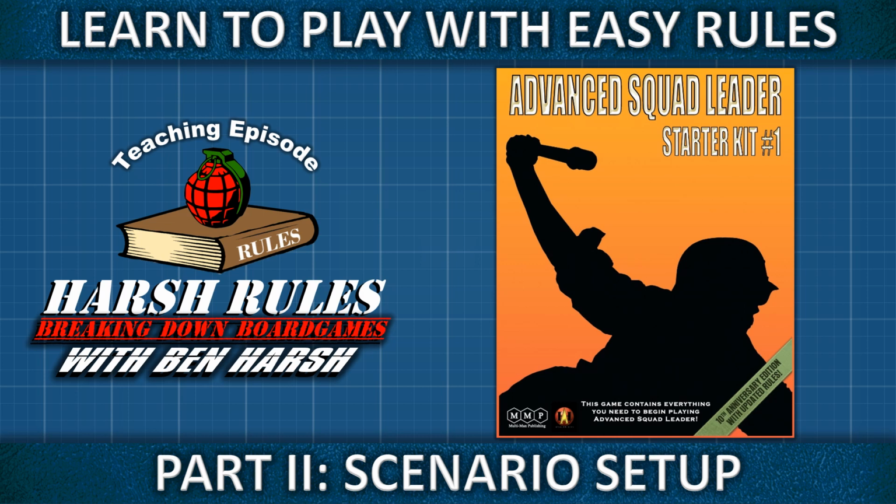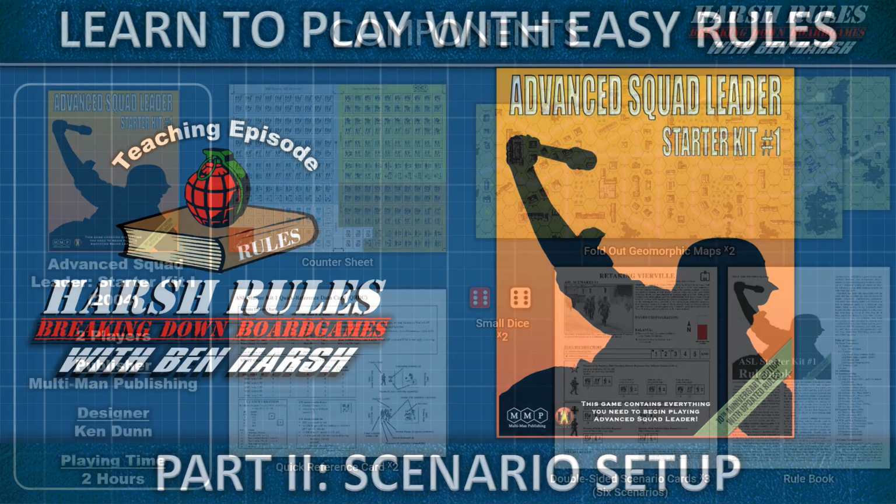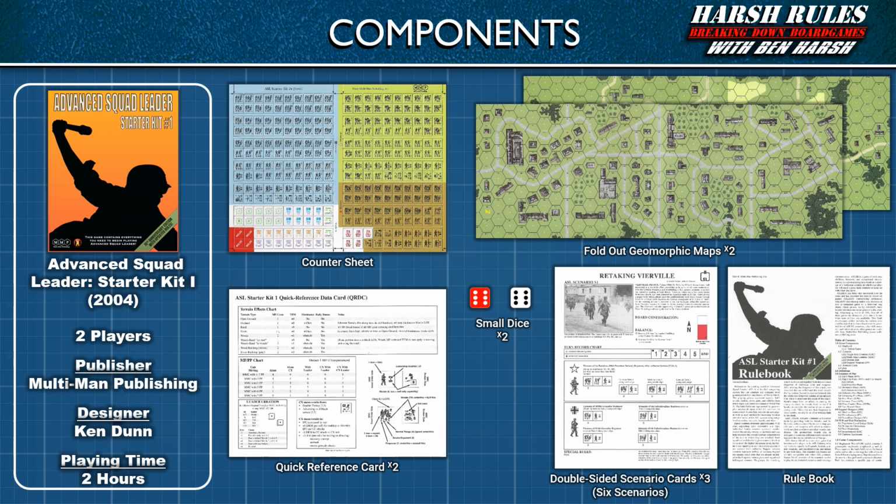This is Harsh Rules, I'm Ben Harsh, and today we're going to learn to play Advanced Squad Leader Starter Kit number 1. Advanced Squad Leader Starter Kit number 1 was released in 2004 by Multiman Publishing and Avalon Hill, and designed by Ken Dunn. This game supports 2 players, and each scenario takes approximately 2 hours to play.